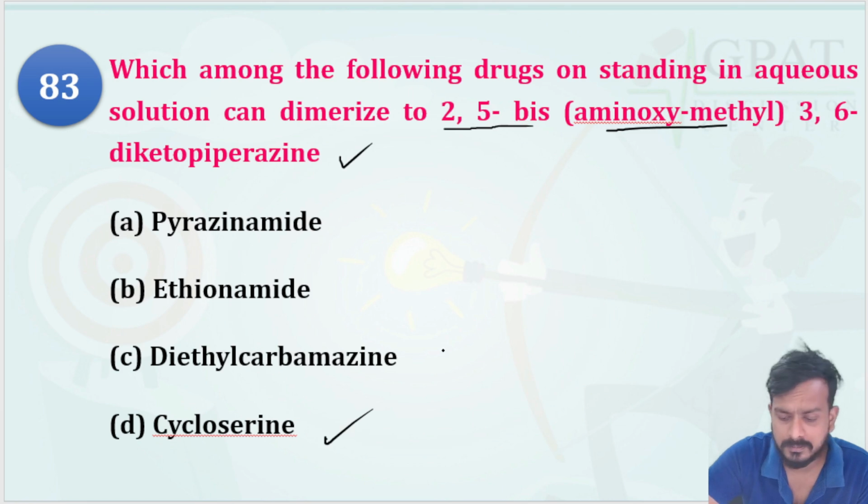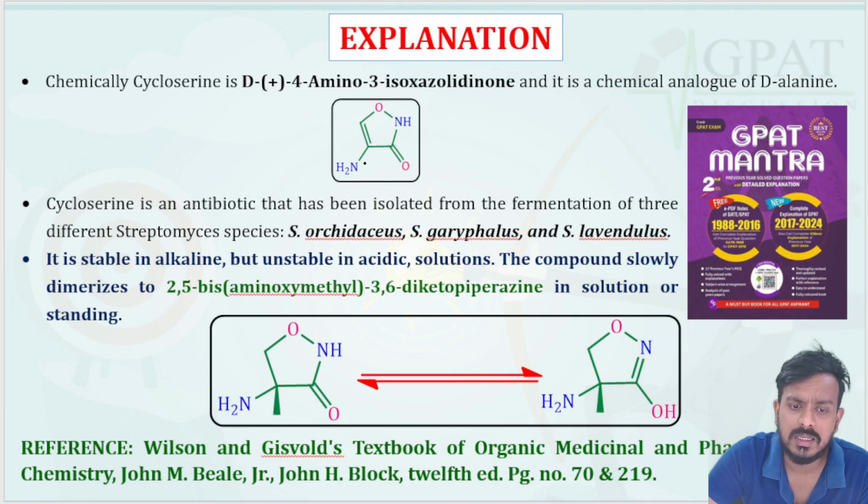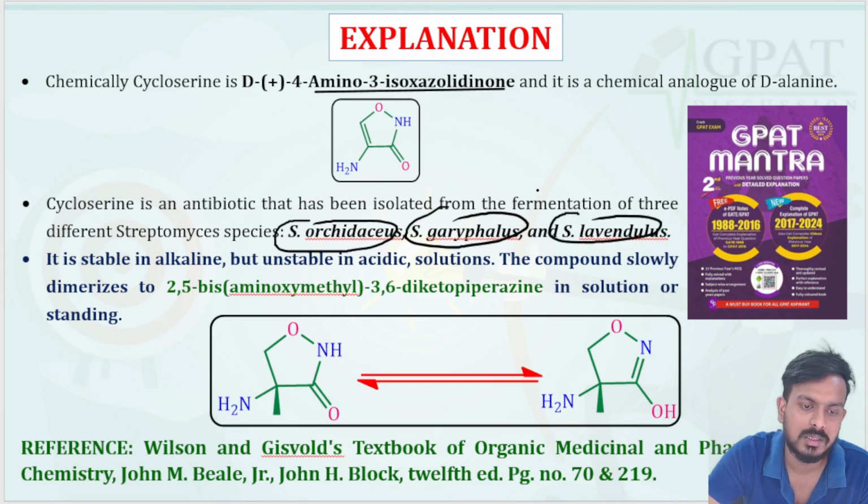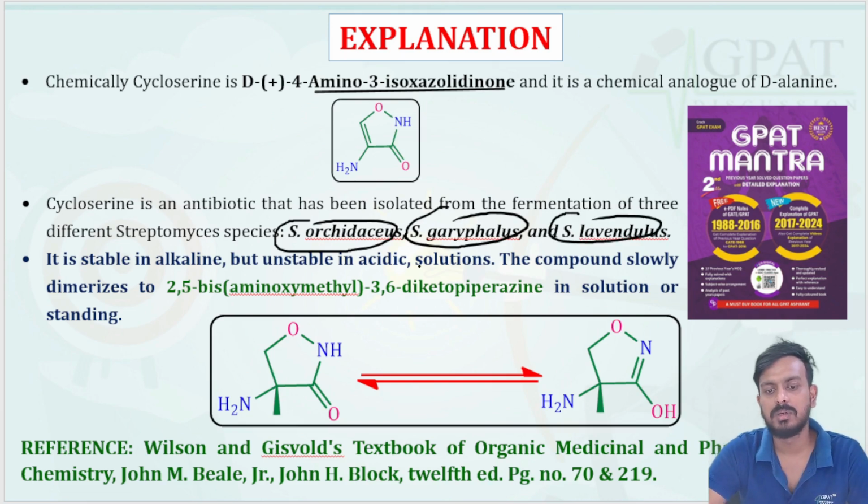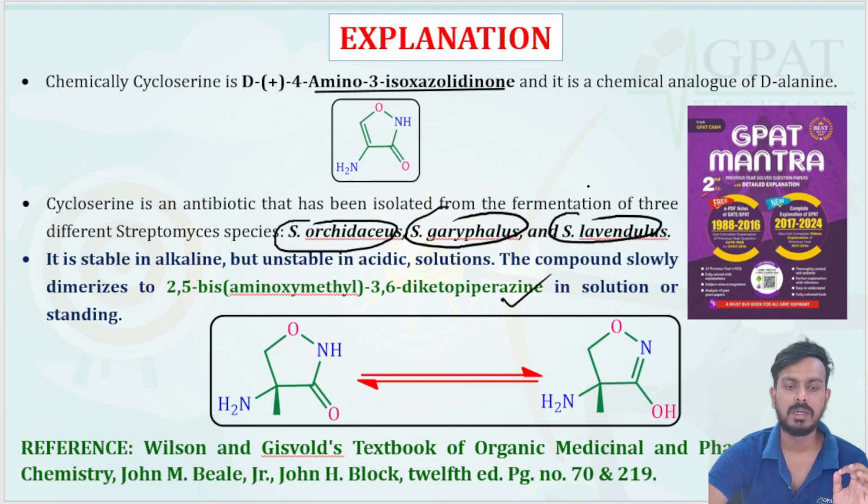So the correct answer is cycloserine. Chemically, cycloserine is a 4-amino-3-isoxazolidinone derivative. Cycloserine is an antibiotic isolated from Streptomyces species such as Streptomyces orchidaceus, Streptomyces garyphalus, and Streptomyces lavendulae. It is stable in alkaline but unstable in acidic solution, which is why the compound slowly dimerizes to 2,5-bis(aminooxymethyl)-3,6-diketopiperazine. So the correct answer here is cycloserine, an antibiotic obtained from Streptomyces species.